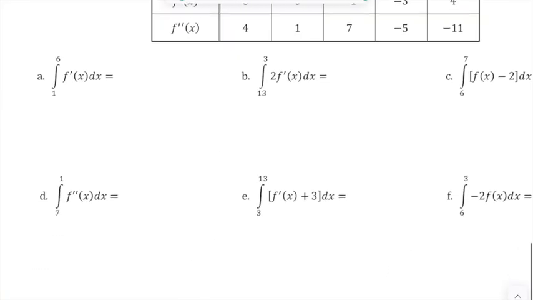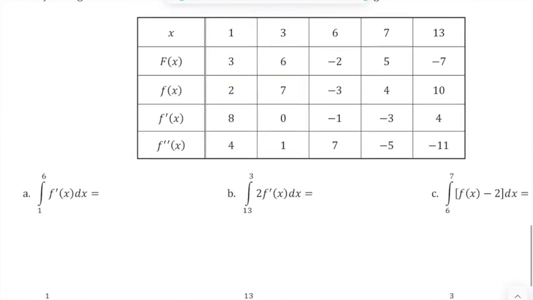All right, example 2. We're going to do the same thing. We're just going to use the table to actually find the values. Looking at A, the integral is going to cancel out with the derivative. So this is just going to be f of 6 minus f of 1. And if we look at our tables, f of 6 is negative 3, f of 1 is 2, which gives me negative 5.